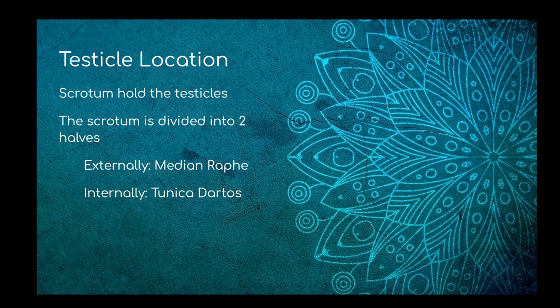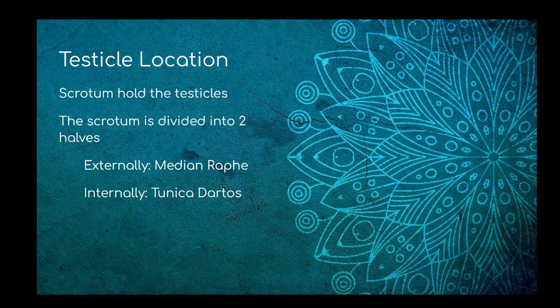Location-wise, the testicles are typically within the scrotum. And when you look at the scrotum, you can tell that there are two sides to it. And those sides are divided by something that actually has a name. So the external division is called the median raphe, and it's just kind of this fibrous tissue. You can tell there's kind of a line on the scrotal sac. That's the median raphe, and it actually extends up and through the penis. You can see the line all the way through.